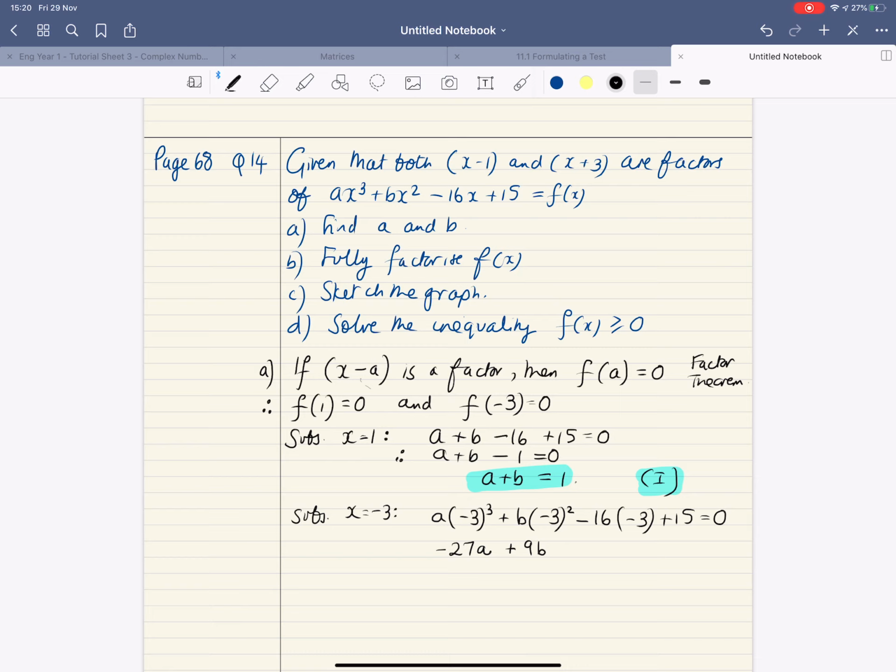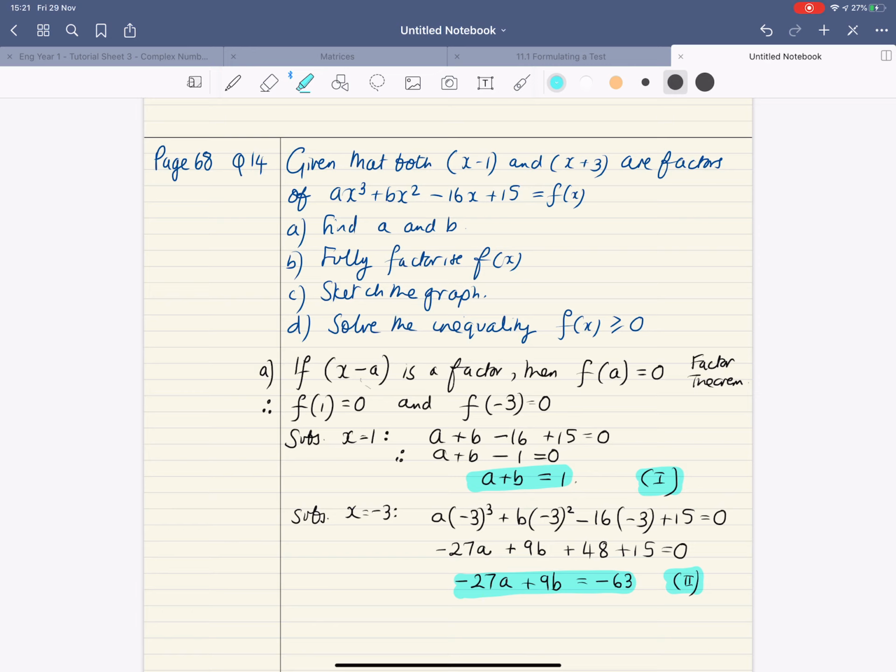You'll get it right. Right, minus 16 times minus 3 is plus 48. Plus 15 is 0. Let's get minus 27a plus 9b. This is 63 on the left, so it's going to be minus 63 on the right. Okay, that's our equation 2. Everybody happy with that one? So now we need to solve them.